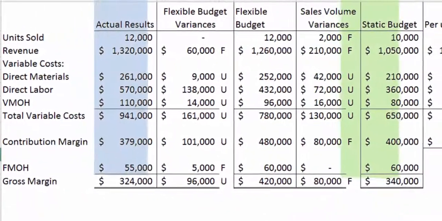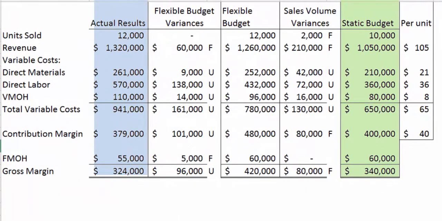The next thing that we did was we took the actual results and the static budget and we moved them apart a little bit and put a third budget in the middle. That third budget in this case is called the flexible budget. And then by breaking that difference up into two pieces, actual results and flex budget, the difference between those two gives us our flex budget variances. Again, we identify whether that difference is likely to increase or decrease operating income all by itself. And then we compared the flex budget to the static budget, came up with a difference. That's our sales volume variance.